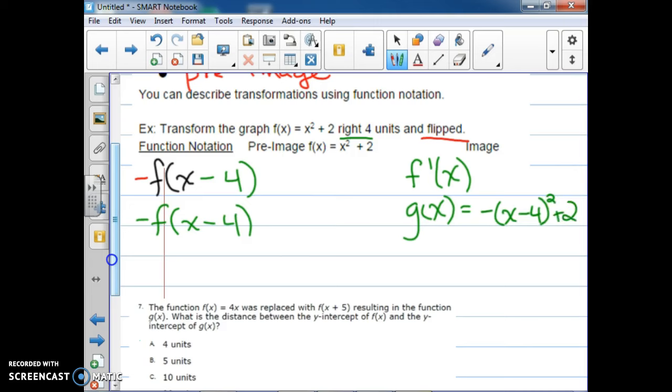Alright, so you see we added the negative to the original function, and then we also added in the minus 4 next to the x, because that moves our graph to the right, and then we kept the plus 2 because that didn't change. Alright, let's go to the next example, number 7.